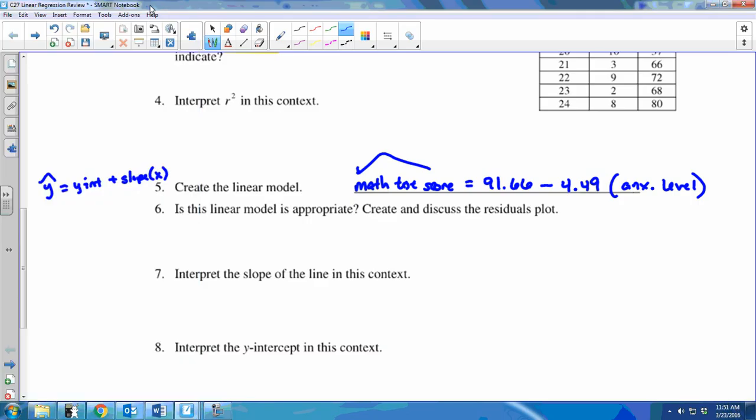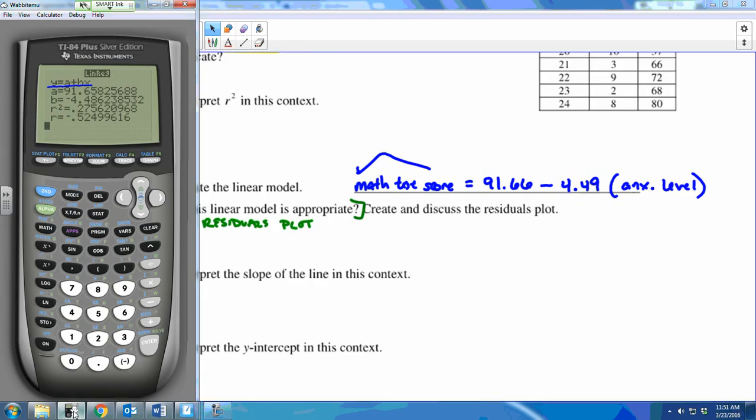So number 6 says, is this linear model appropriate? Then it actually helps you out. If it's ever asking, is linear model appropriate, you always look at the residuals plot. It tells you that in the second part of this question. It says, create and discuss the residuals plot. But normally it won't. It just says, is linear model appropriate? And you know you're supposed to look at the residuals. If you do StatCalc 8 in your calculator, so you do a regression analysis, it automatically fills all the residuals in, and it already has them stored in your calculator. So you don't even have to go check. If it's not in your list, it's still in your calculator, so it's there.